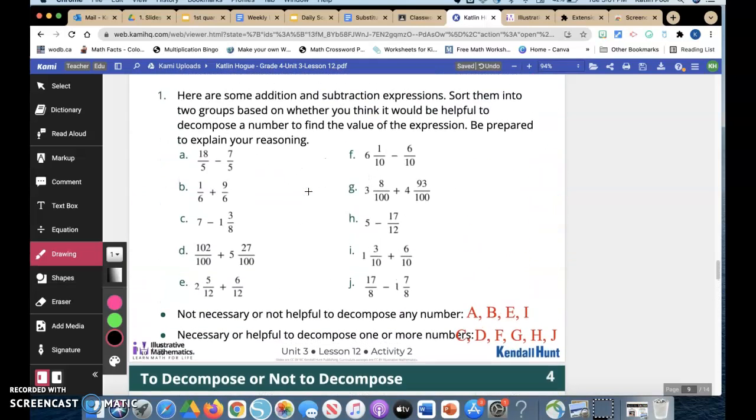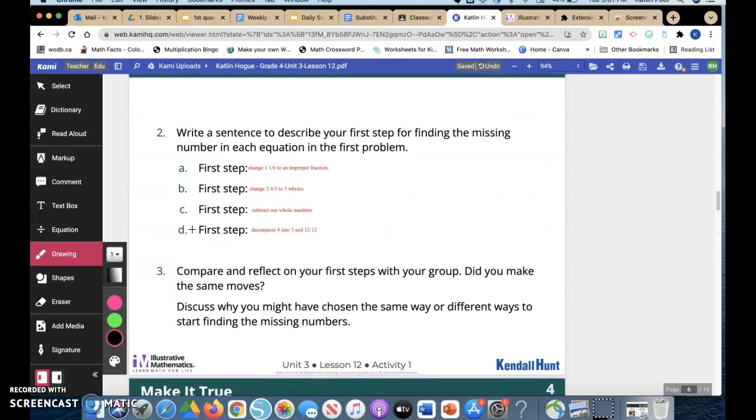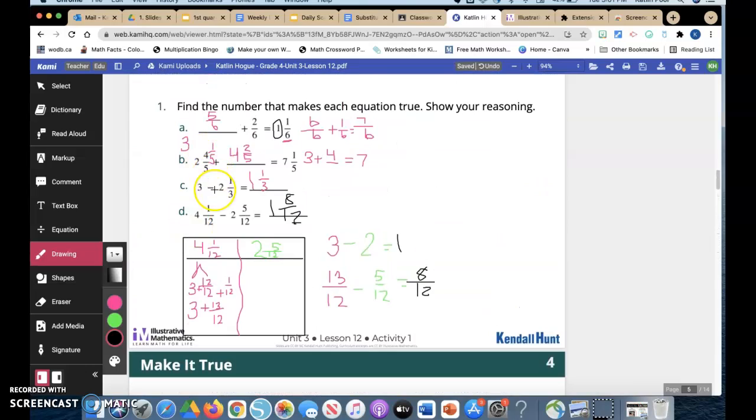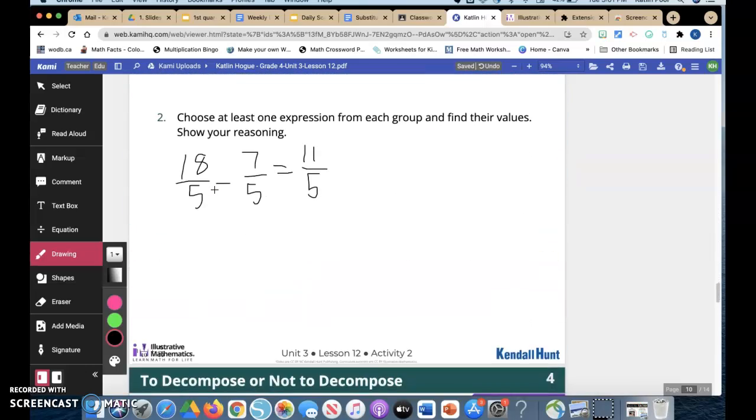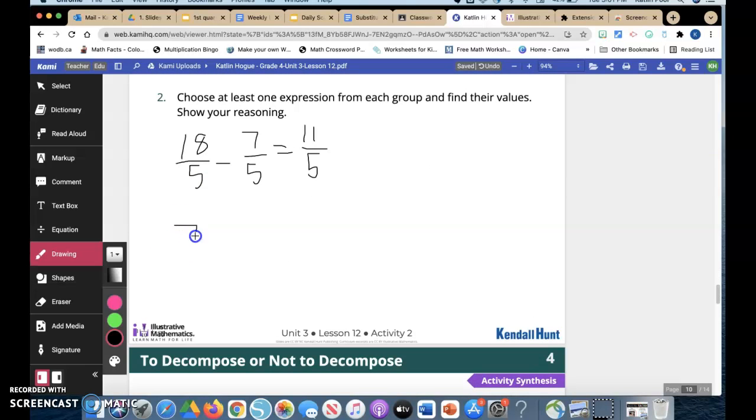For my second choice, or the necessary to decompose, I'm going to choose C because Miss Hogue noticed a mistake that she made up here. And so Miss Hogue is going to fix her mistake. Isn't it crazy that teachers can make mistakes too? What? Especially sick teachers. So, 7 minus 1 3/8.